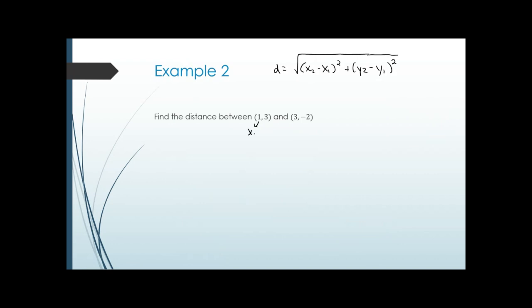So I'm going to label my points again, x1 and y1, and then x2 and y2. And then I'm going to start plugging them into the formula. So I have x2 minus x1, which would be 3 minus 1 squared, plus y2 minus y1, so it's actually negative 2 minus 3. So we didn't have to worry about subtracting a negative, but the negatives do usually throw people off.